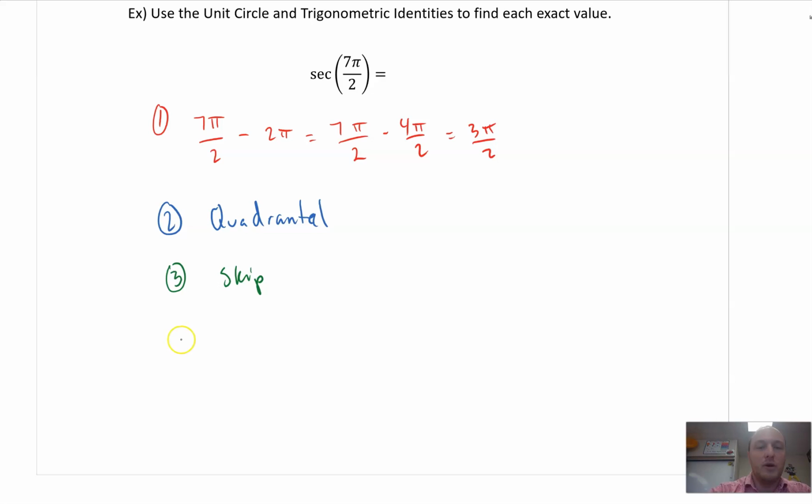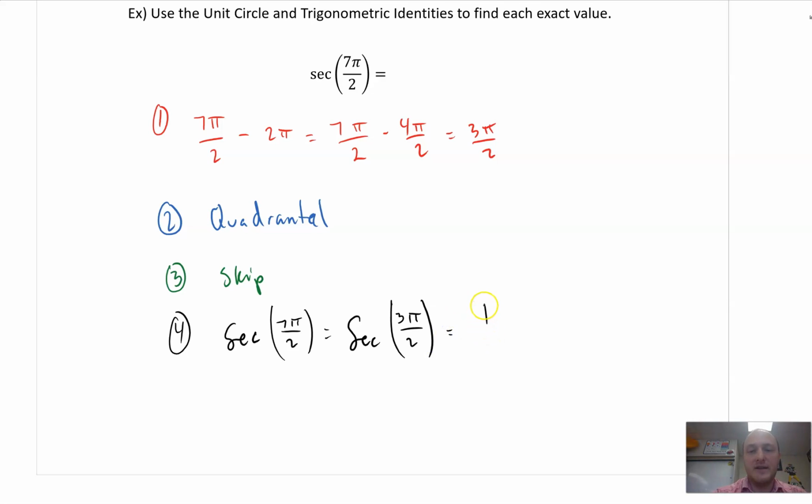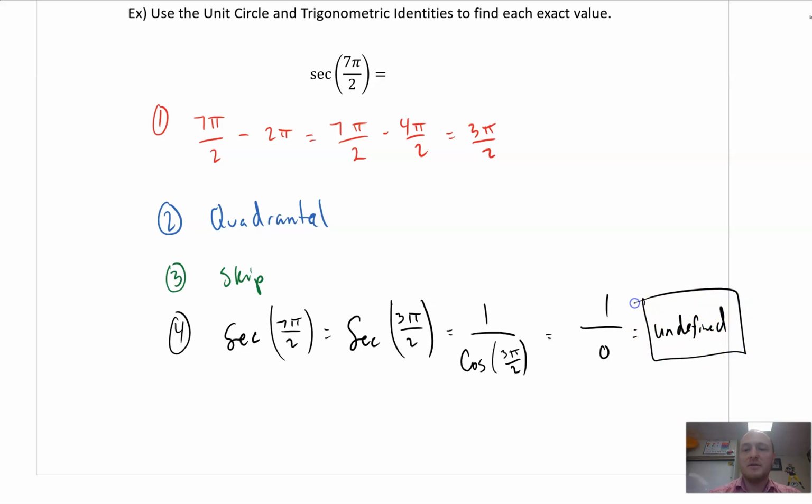And then step 4. Secant of 7 pi halves is equivalent to secant of 3 pi halves. I know that secant is 1 over cosine. What is cosine of 3 pi over 2? That is at the south pole. That's the x value at the south pole, and that is going to be 0, so 1 over 0, which is undefined.